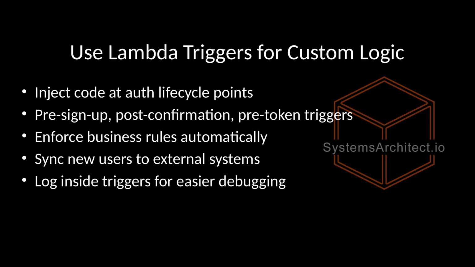8. Use Lambda triggers for custom logic. Amazon Cognito's Lambda triggers let you inject custom code at specific points in the authentication lifecycle.